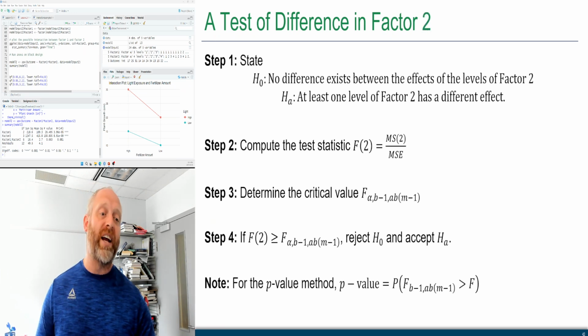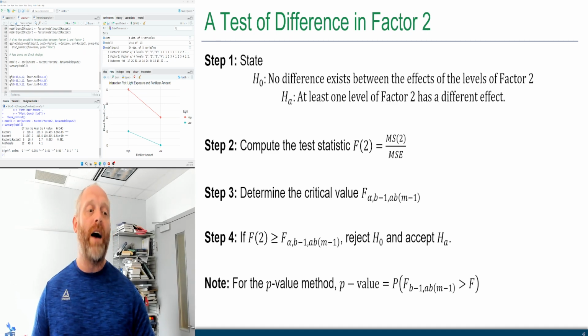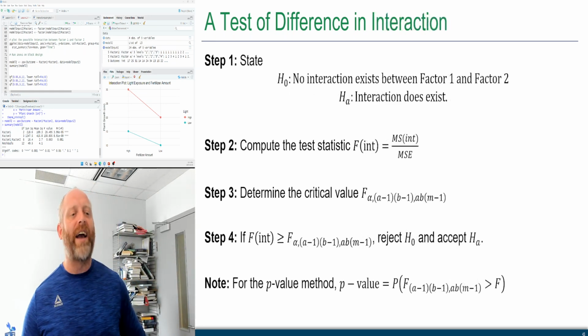Again, that's the same for factor 2. So the only real change, again, is that null hypothesis: no difference exists between the effects of levels of factor 2. And last but not least, to test the difference in interaction, my null hypothesis is no interaction exists between factor 1 and factor 2. And of course, the alternative is an interaction does exist.